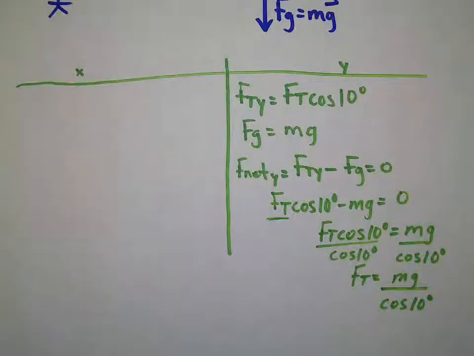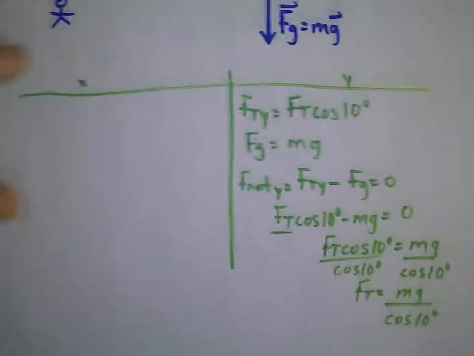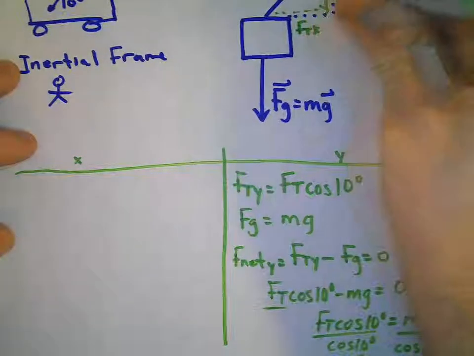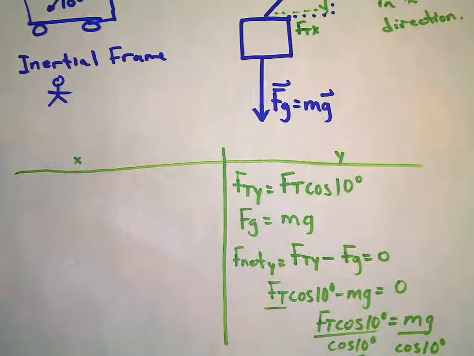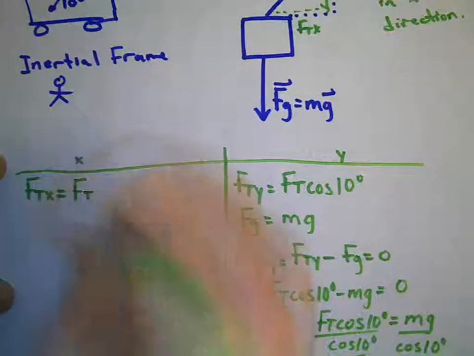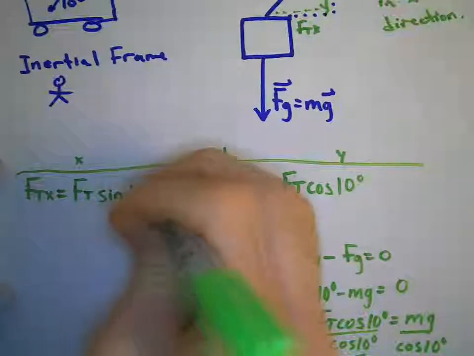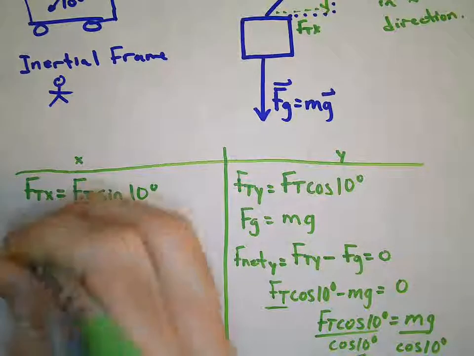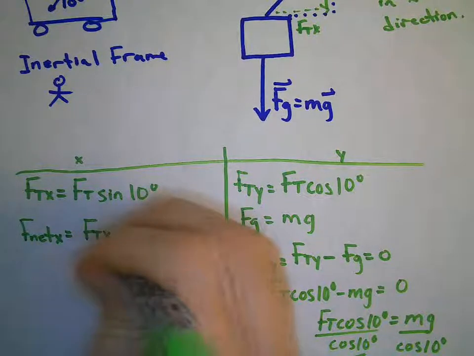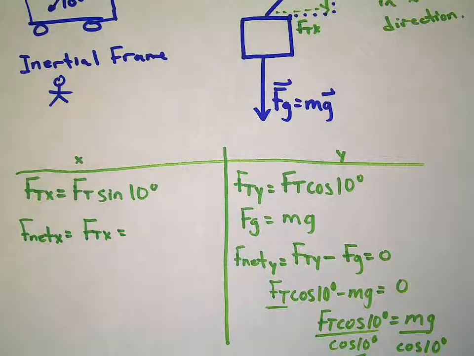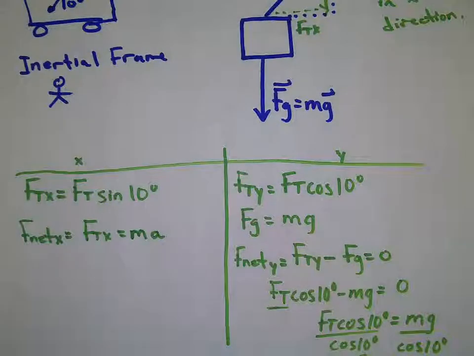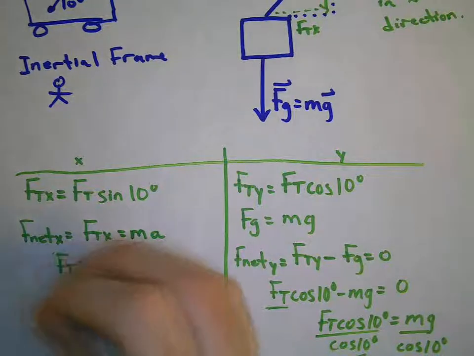Because in the x direction, going back to my free body diagram, I notice that Ftx is on the opposite side of 10 degrees. So Ftx is Ft sine 10 degrees. And my net force in the x direction is simply Ftx, and my acceleration is also in the x direction. Therefore, that is mass multiplied by acceleration. So Ft sine 10 degrees is ma.